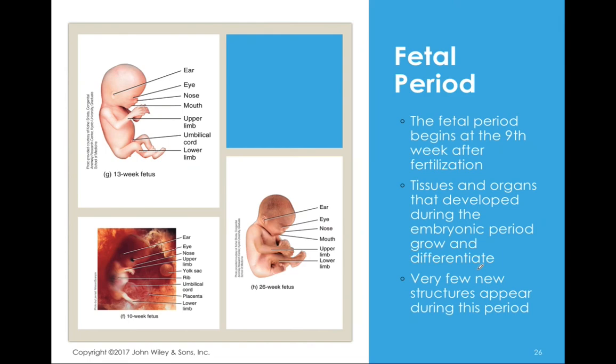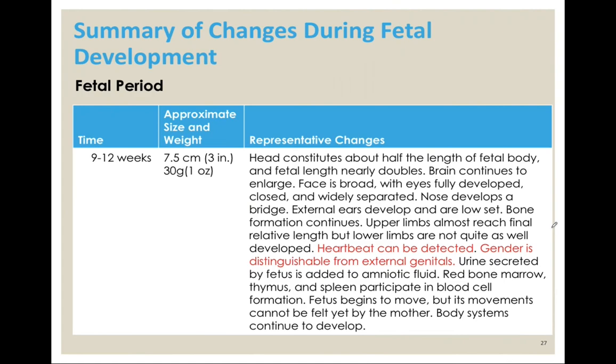Beyond this, we're going to have the fetal period that's going to begin at week number 9 and stretch all the way until the 9th month. As I mentioned earlier, very few new structures are arriving during the fetal period. Most of the structures that we're going to see are present at this point. But what we will see with the fetal period is that this is a time for rapid growth, differentiation, and development of the structures that are already present.